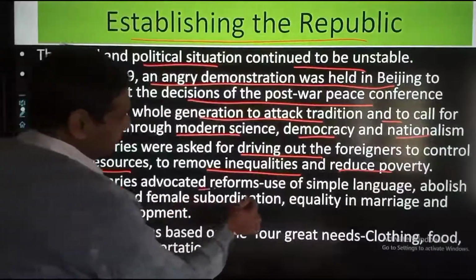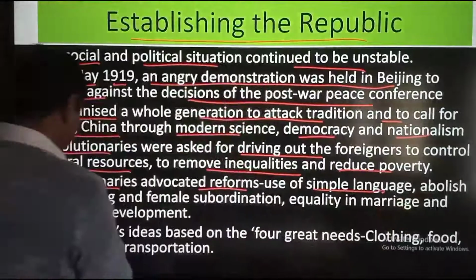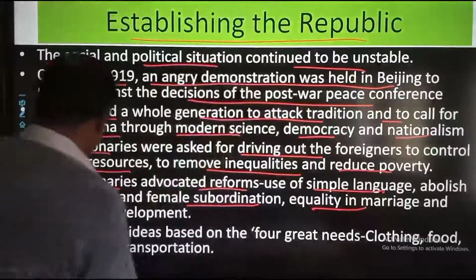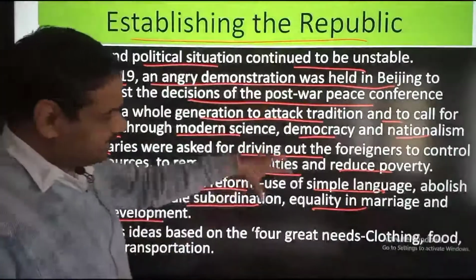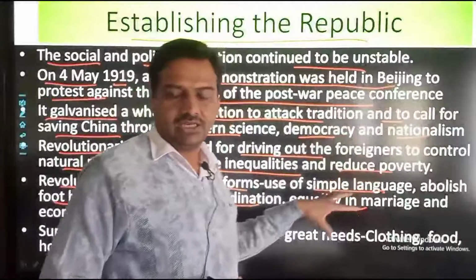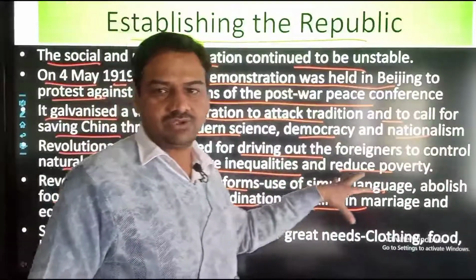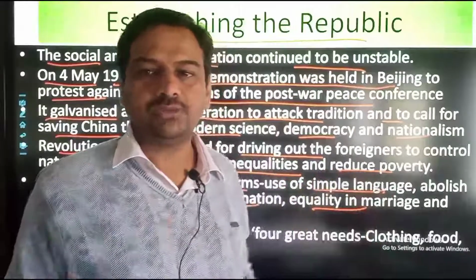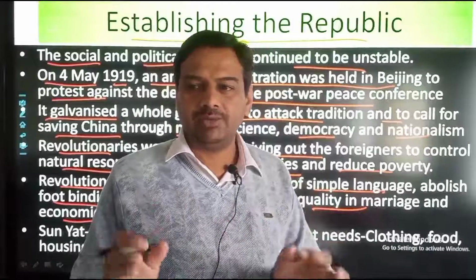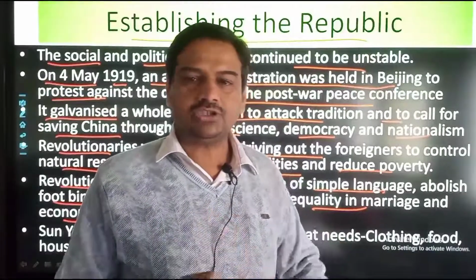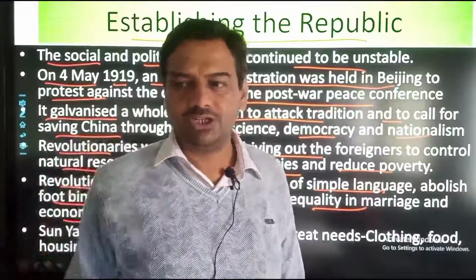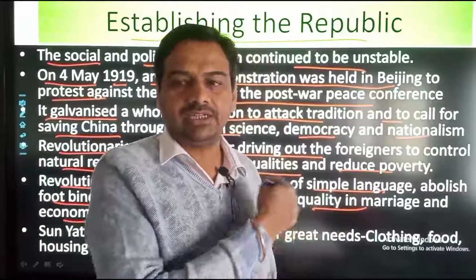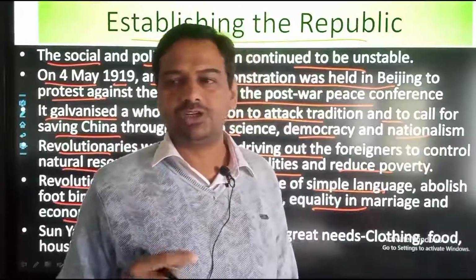Revolutionaries advocated reform, use of simple language, abolishing foot binding and female subordination, equality in marriage, and economic development. So these ideas were influenced by the ideology of Sun Yat-sen, and they wanted the evils spread in Chinese society to be stopped. We should use simple language. We should not exploit people by binding their feet. We should not make women subordinate. They should also be given equality. So these ideas were spread by these republican leaders in China, and that was the beginning of the modernization of China.